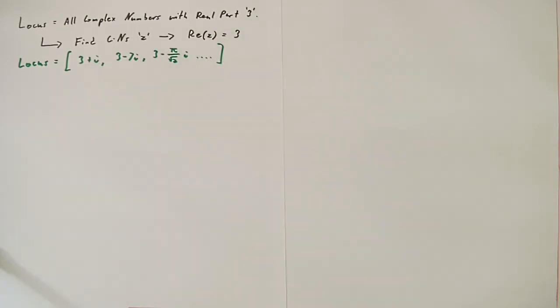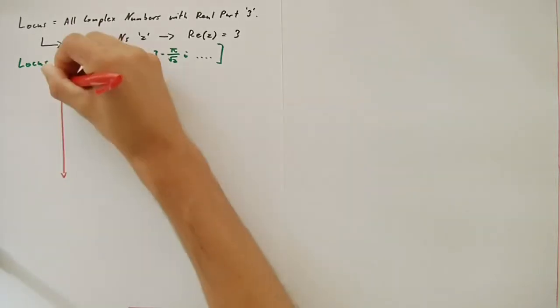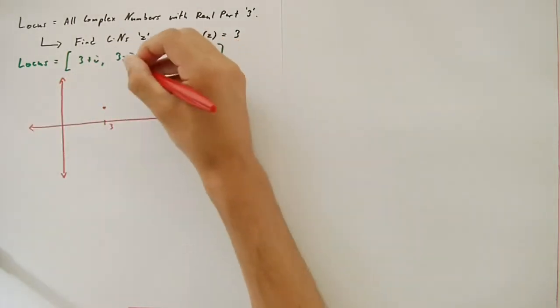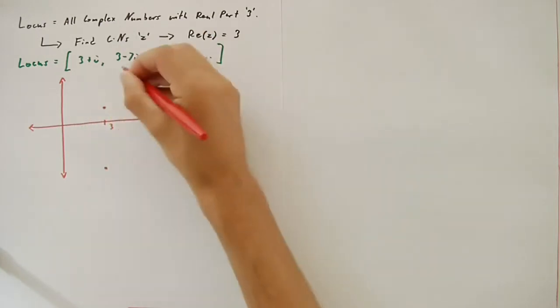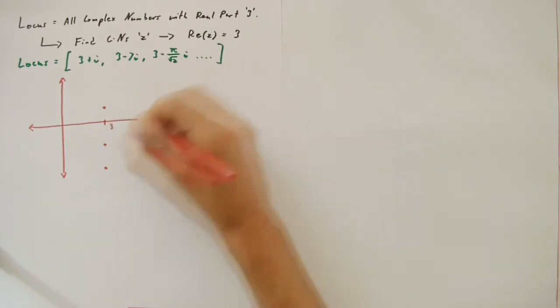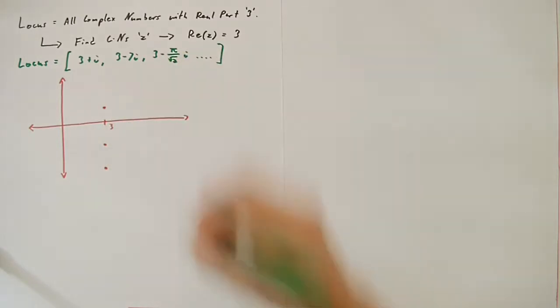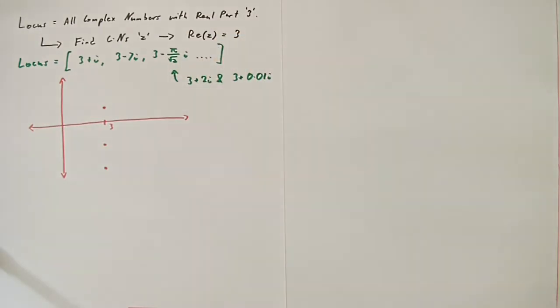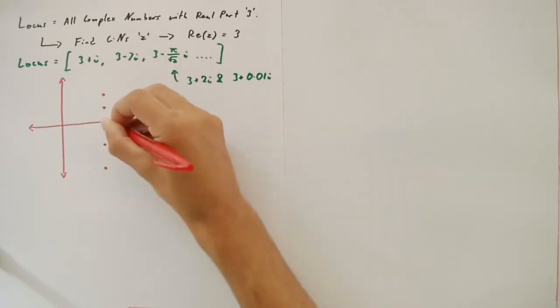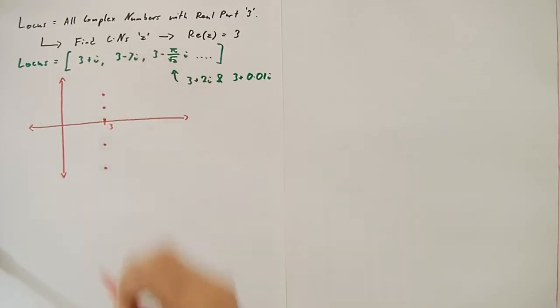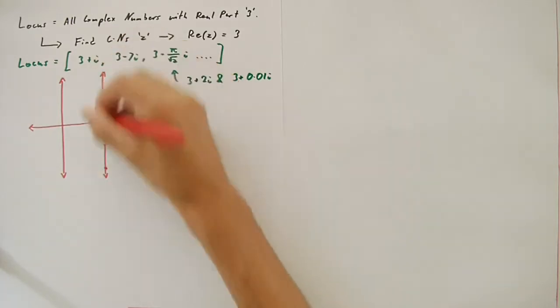But what we really want to do is to sketch them in our complex plane. So let's draw it up and plot these points. Now 3 plus i is around here, 3 minus 7i is down here, and 3 minus pi divided by the square root of 2 times i is give or take here. We can make up some more points like 3 plus 2i and 3 plus 0.01i and plot them here and here, but as you can see, all the points are going to lie on this line right here. And by sketching this line, we've sketched our locus.